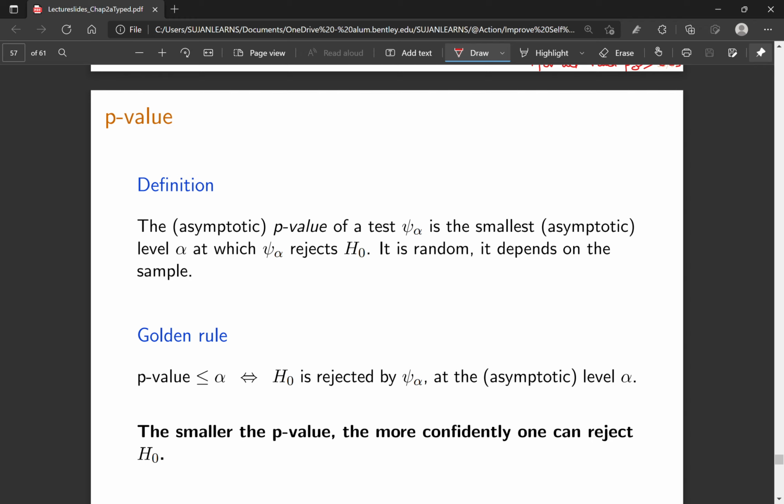Now let's go to the definition of p-value. P-value is a value of the test psi alpha. It is the smallest level. So p-value is a level. It is the smallest alpha for which the test psi at level alpha rejects H naught, or the null hypothesis. Do you understand what I mean?